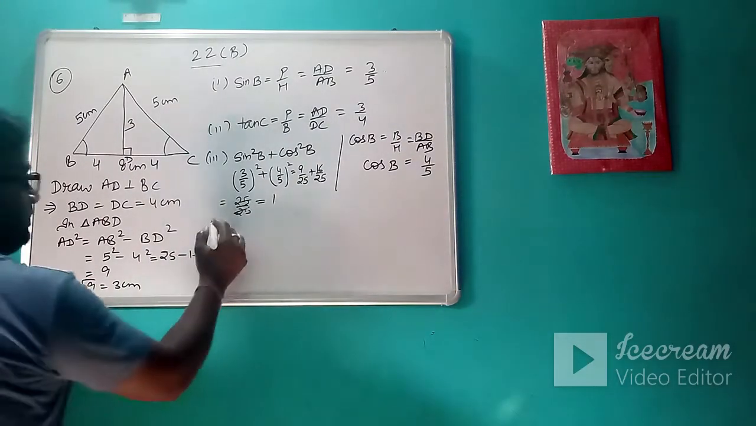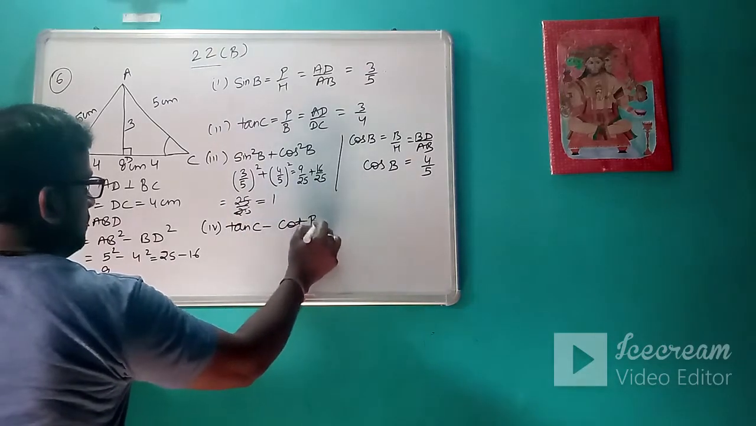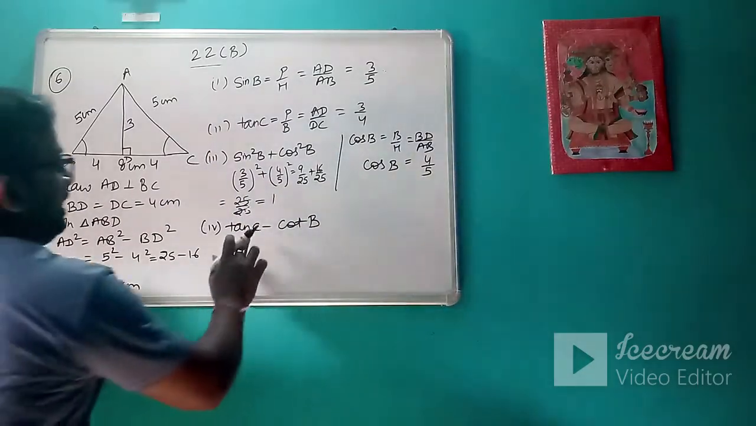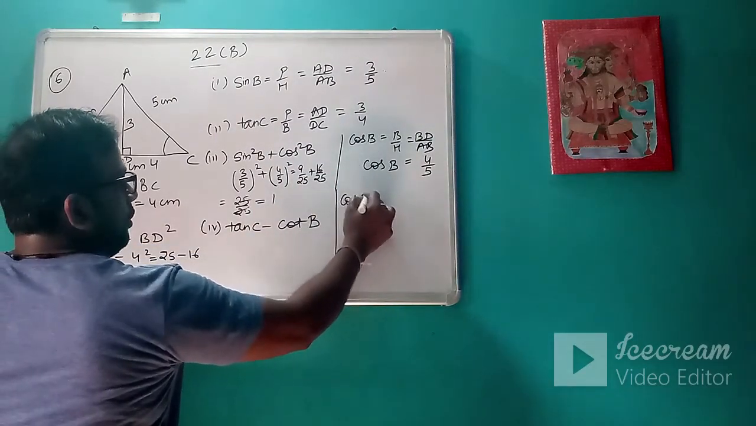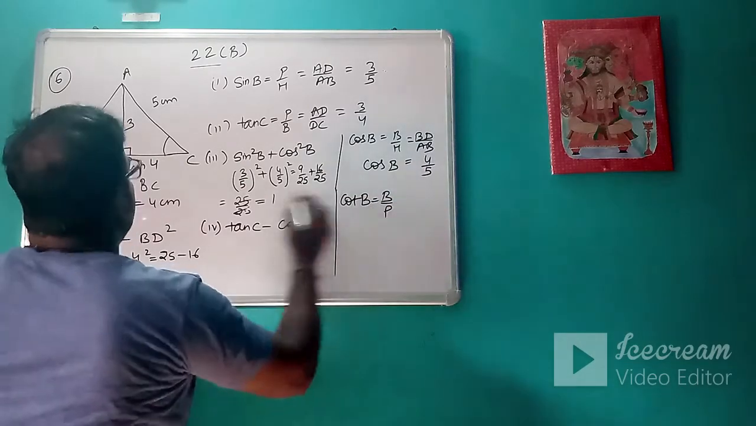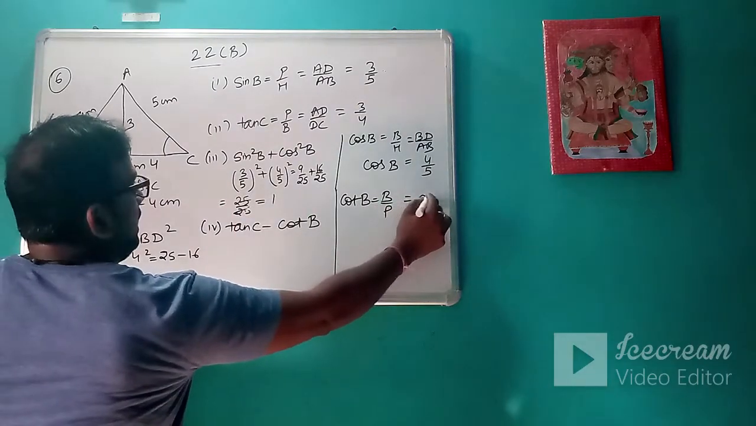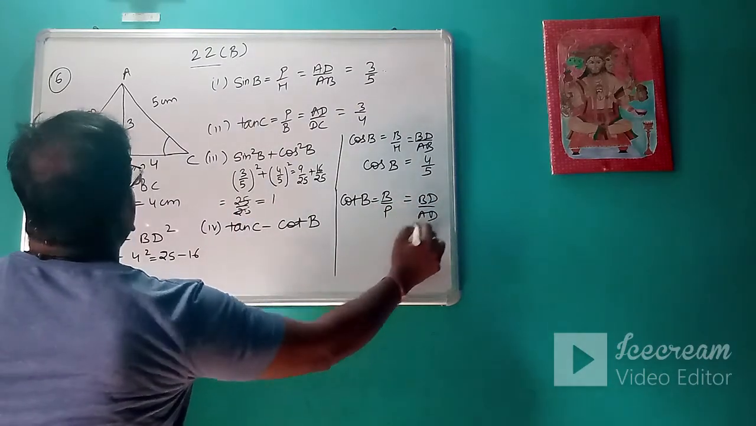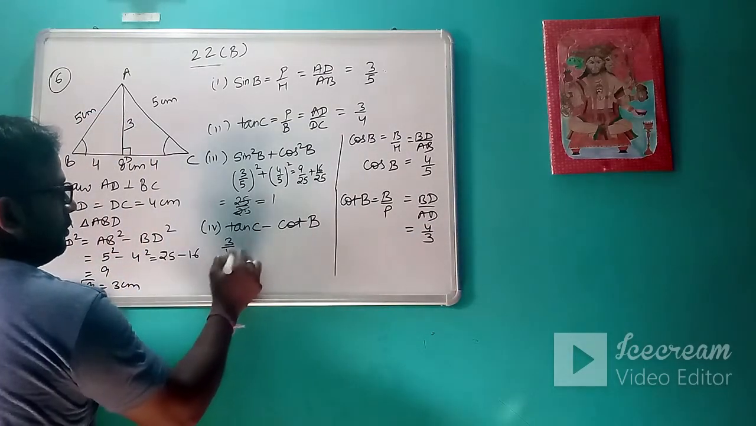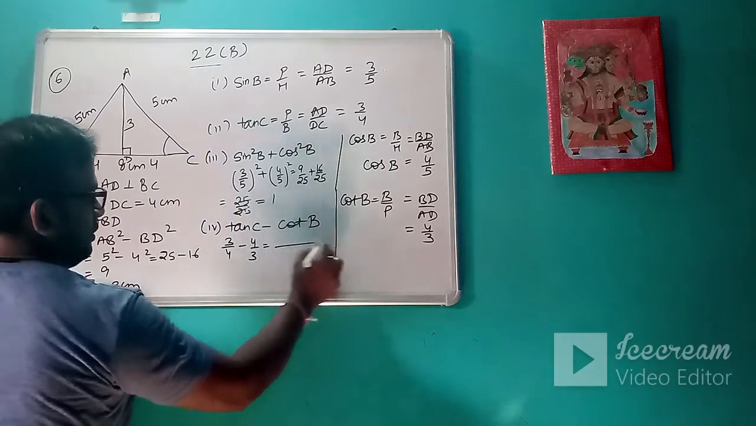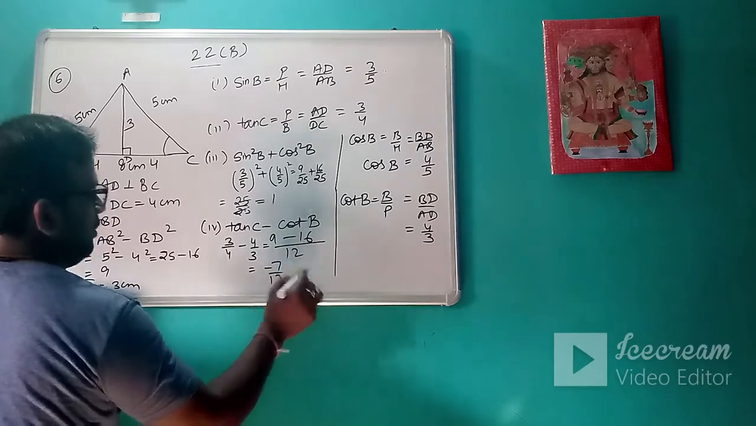And last is tan C minus cot B. So again tan C, this is tan C we are having. Now we will calculate cot of B. So cot B is B upon P. This is your B. So base is BD and perpendicular is AD, that is 4 upon 3. So tan C we will put 3 upon 4 minus 4 upon 3. Take the LCM. 9 minus 16, that is minus 7 upon 12.